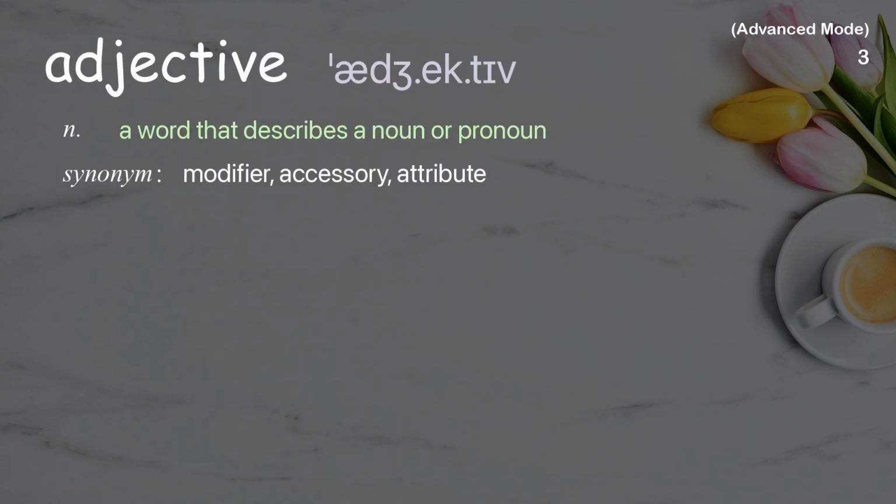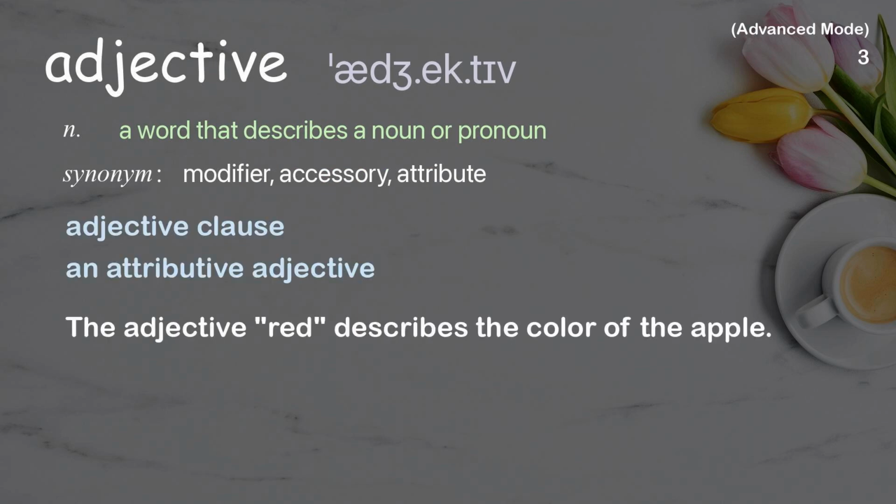Adjective. A word that describes a noun or pronoun. Examples: Adjective clause. An attributive adjective. The adjective red describes the color of the apple.